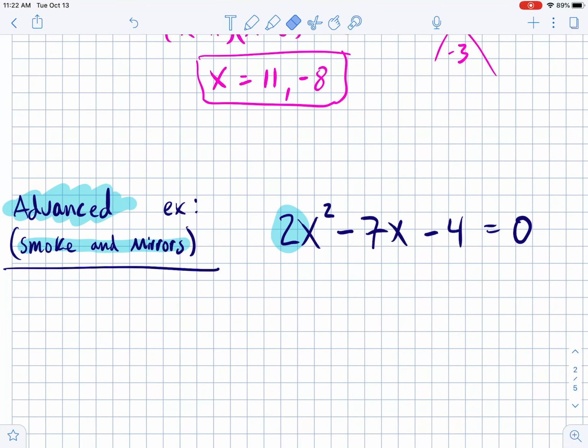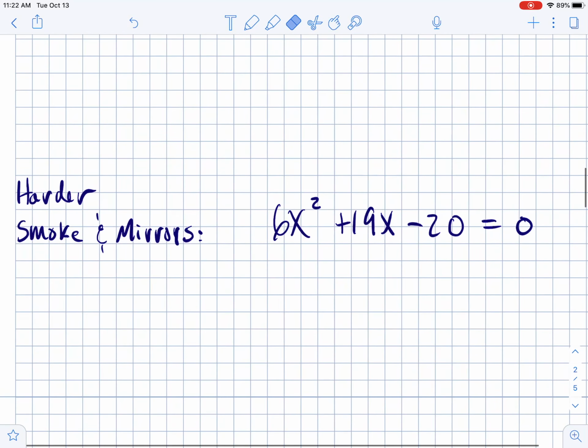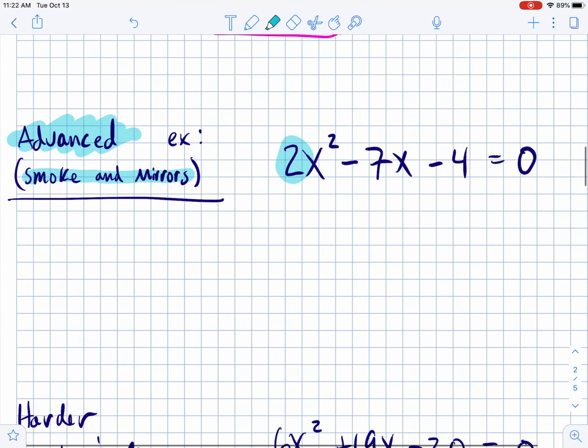With this one, it's actually not too bad. You probably could guess and check your way through it. But if I scroll down to my next example here, think of all the things that multiply to 6 and all the things that multiply to -20. There are so many different combinations. You might get lucky guess and checking with some combination, or you might have to check all 16 of them before you find the right one.